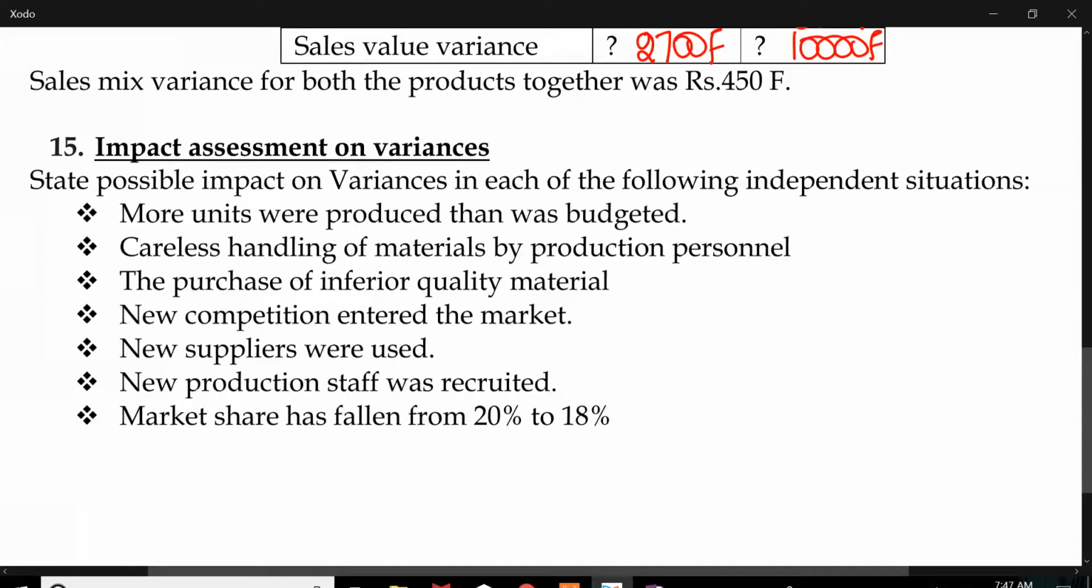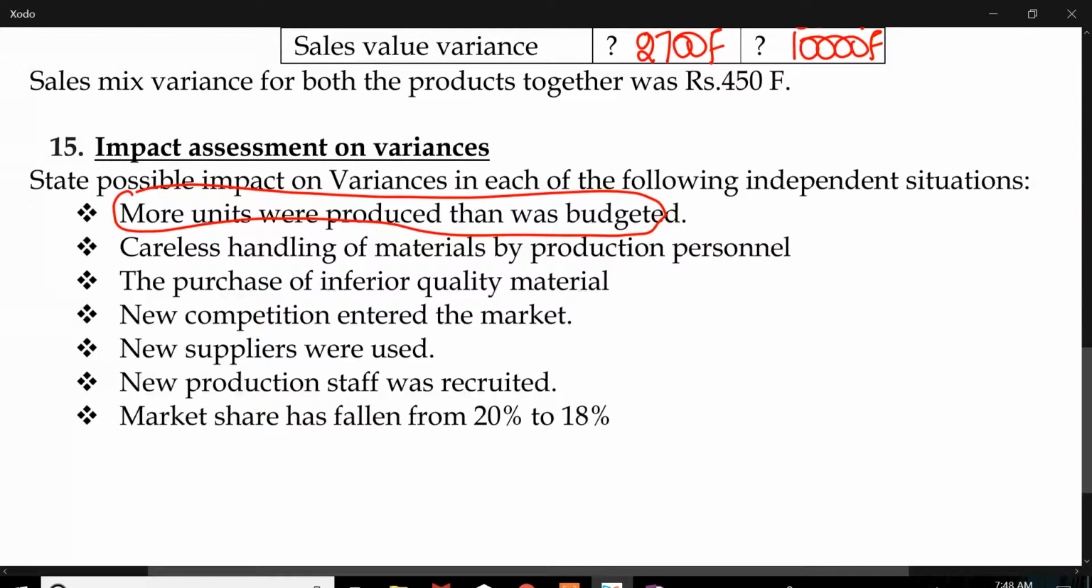Why variable overhead will be impacted here? More units were produced than was budgeted. I have produced, which volume variance? Okay, it's fixed overhead volume variance which will be favorable. Why sales? I said no, because it only said more units were produced than was budgeted. I am not sure whether it is sold or not. If it is sold, then favorable sales volume variance, only volume, not total, because total will depend on price movement also.